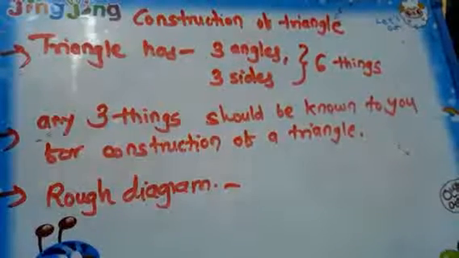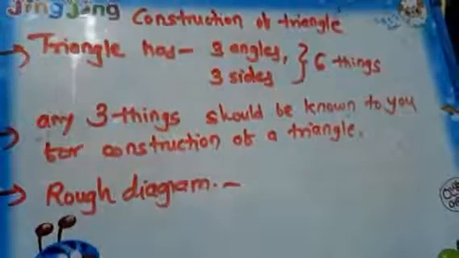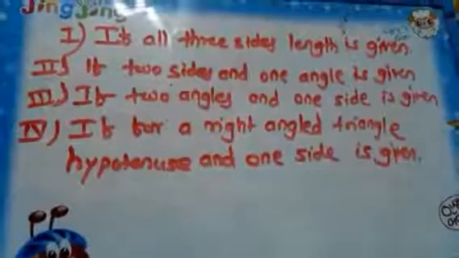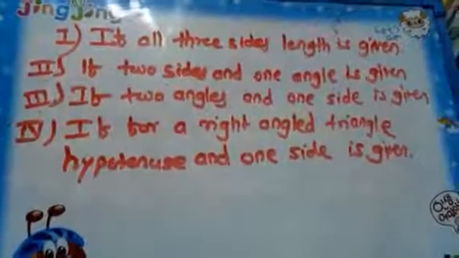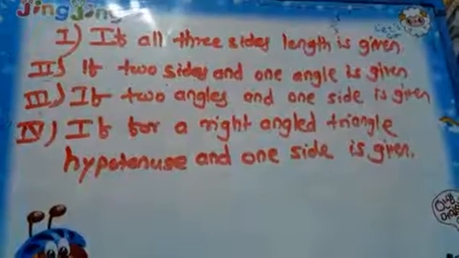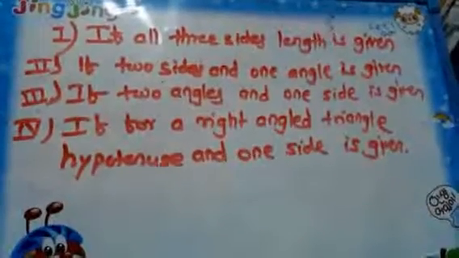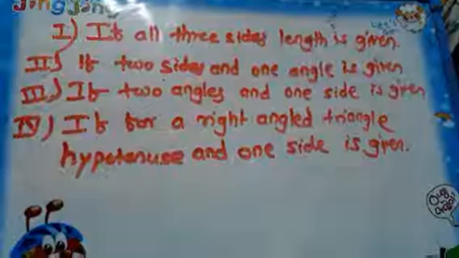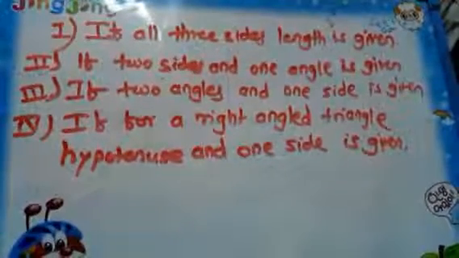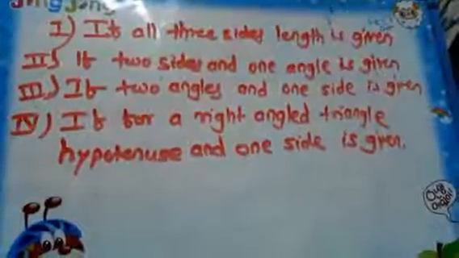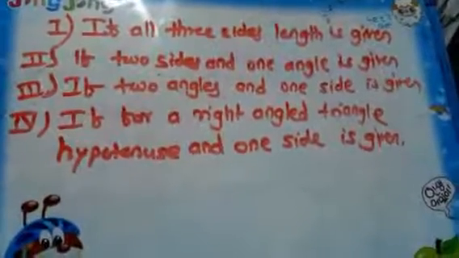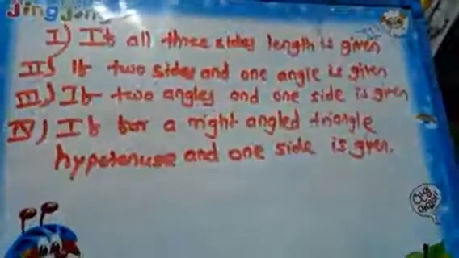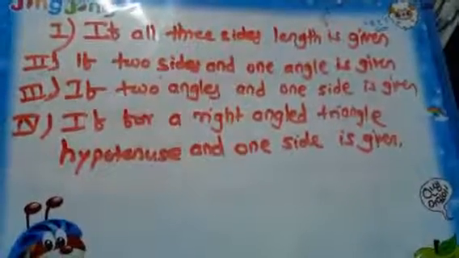So, under various conditions, how this triangle is drawn, one by one we will see. Under these conditions, how to draw or construct a triangle, we are going to learn. First case is if all 3 side lengths are given to you. Second is if 2 sides and 1 angle are given. Next case is if 2 angles and 1 side are given. And the fourth case is for a right angle triangle, if the hypotenuse and 1 side are given. So first, if all 3 sides are given, how to construct a triangle, this type we will see.